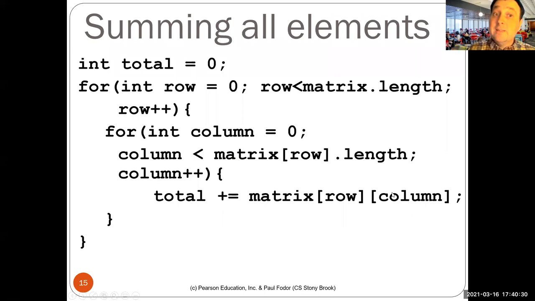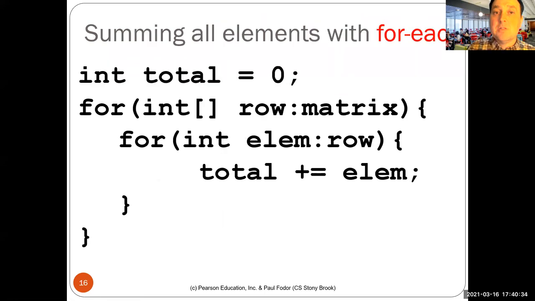If you want to write exactly the same, but using a for each loop, this simplifies much more. So we define the variable total equal to zero. And for every row, which is an integer array in the matrix, and for every element, which is an integer in the row, the total is incremented with that element. And this is how you write summing all the elements with the for each loop. Any questions before we continue?